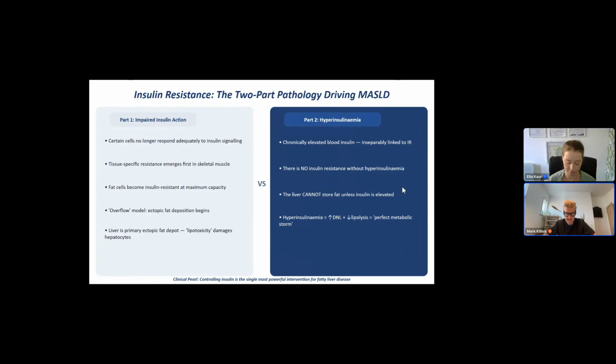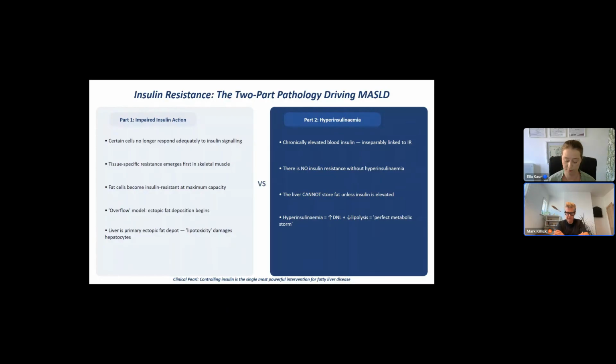So when we talk about insulin resistance, there's a two-part pathology that's driving this fatty liver. So we've got the impaired insulin action, which is the first part, and then we've got hyperinsulinemia, which is the second part. Although we can divide them into two parts, they're pretty inseparable as far as the actual disease is concerned. So the first thing we've got is where certain cells stop responding adequately to insulin signals. So that doesn't happen everywhere at once.